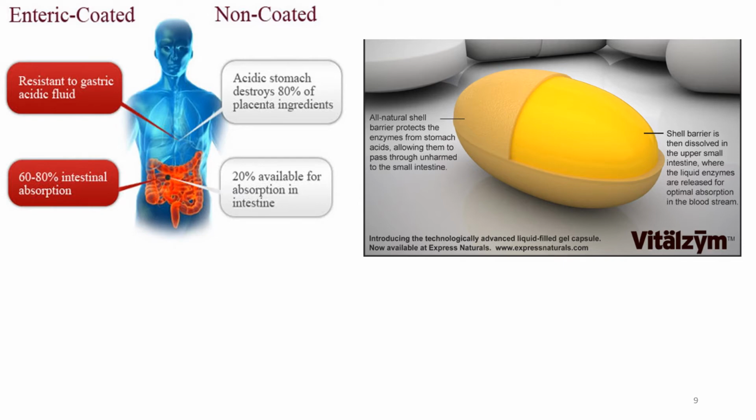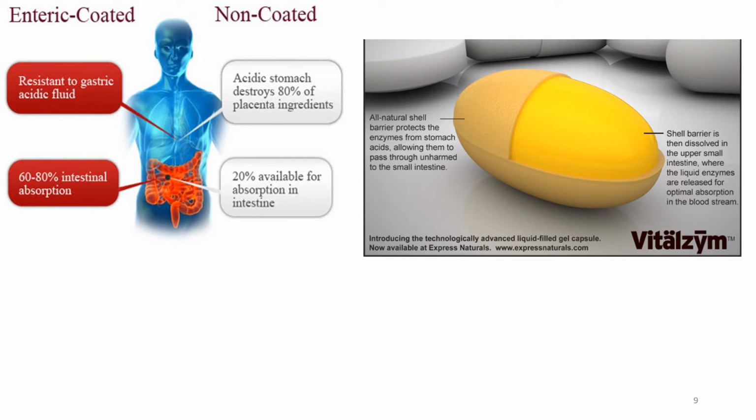So the greatest amount of that medication is absorbed in the small intestine rather than reducing that availability in the stomach. You'll see I have the enteric coated and the non-coated. It just gives you an idea of the availability for absorption when you have one that's enteric coated versus one that is not. It shows you that 80% of those ingredients are destroyed, only leaving 20% of that medication for absorption.